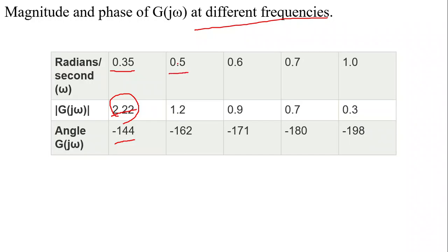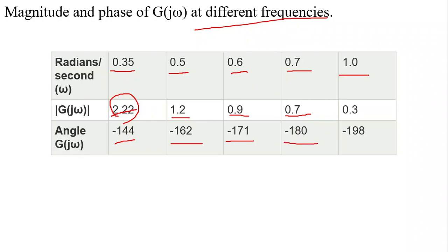Similarly, we substitute omega equal to 0.5 in the general expression, and we get a magnitude value of 1.2 and a phase angle of minus 162 degree. The third frequency value is 0.6; the magnitude we get is 0.9, and the phase angle is minus 171 degree. Then for omega equal to 0.7, the magnitude is 0.7 and the phase angle is minus 180 degree.